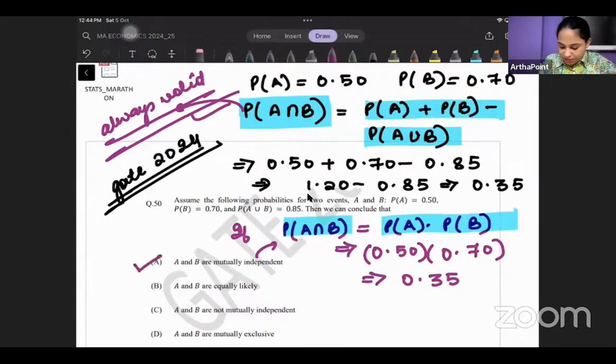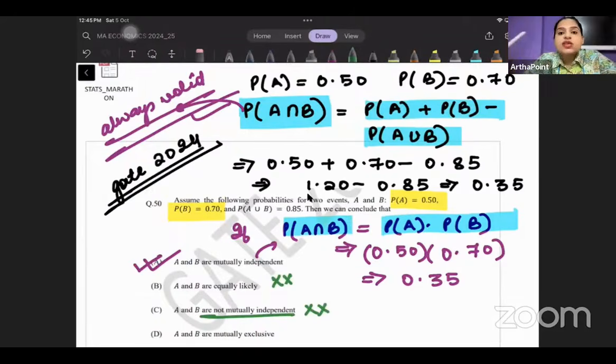ये एकदम ठीक बात है. A and B are equally likely. ये तो ठीक नहीं है, because we can see that probability A and B are different, right? So they are not equally likely. This is incorrect. Not mutually independent is also incorrect.